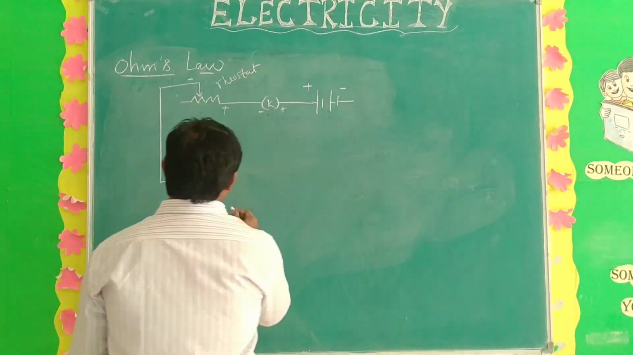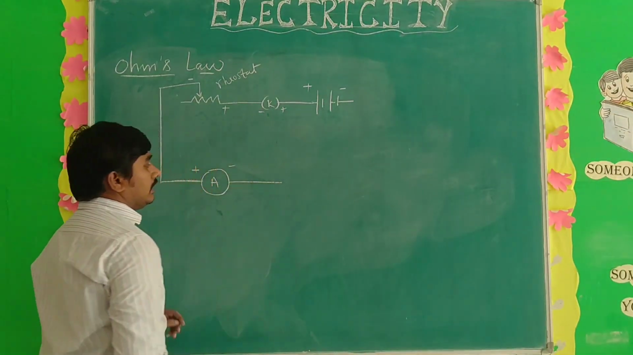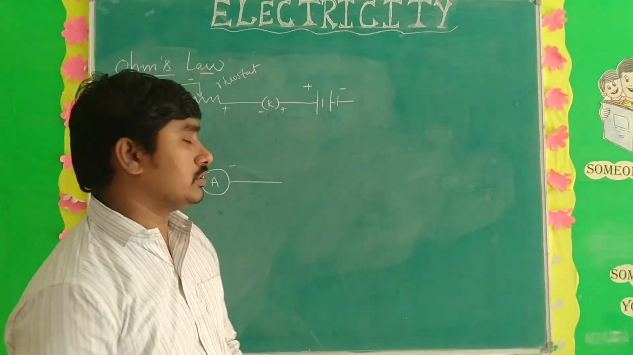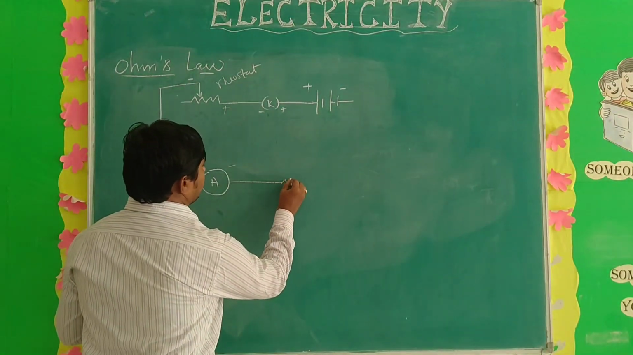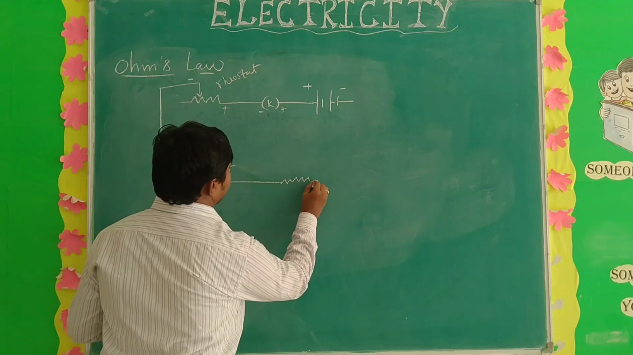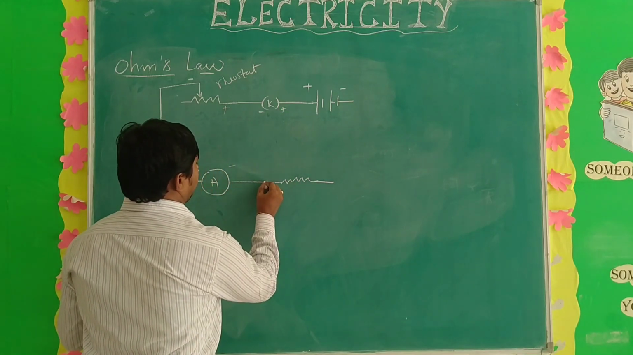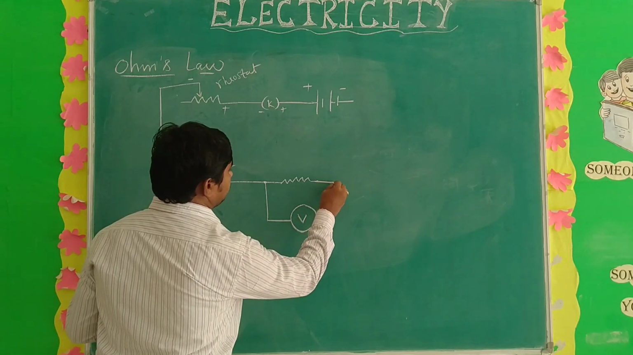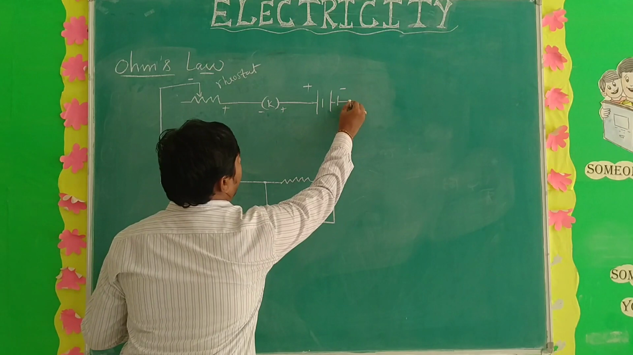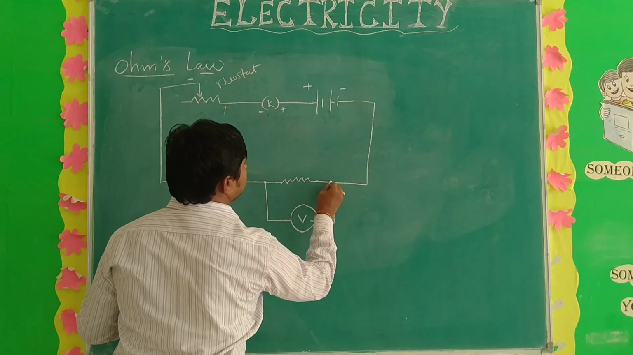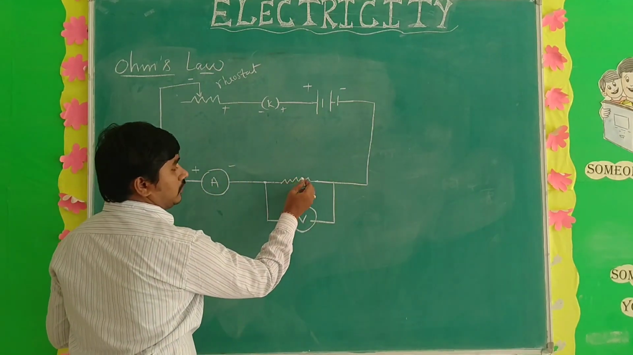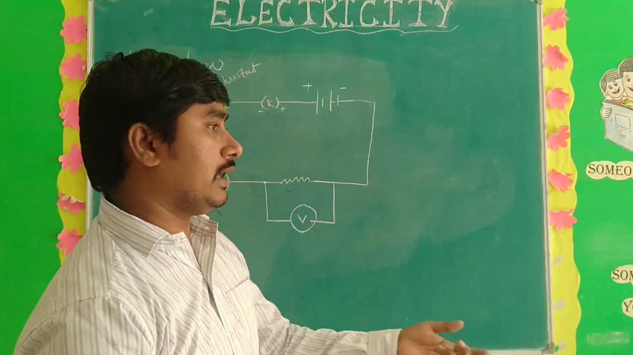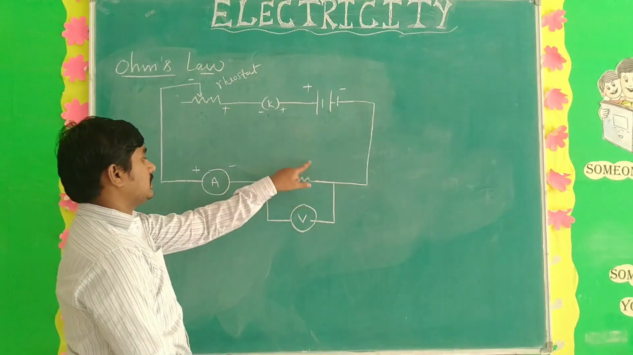Next, from the ammeter take any wire, a nichrome wire or something. This is the resistance of the nichrome wire. From here you connect to a voltmeter. This is the resistance of nichrome. This is our material, maybe any nichrome wire. You can take any wire. The wire resistance is the resistance of the material.